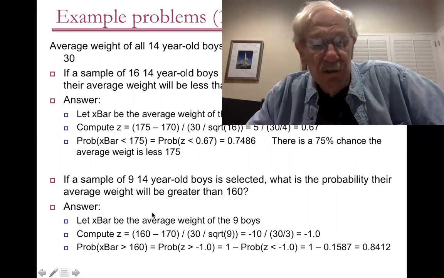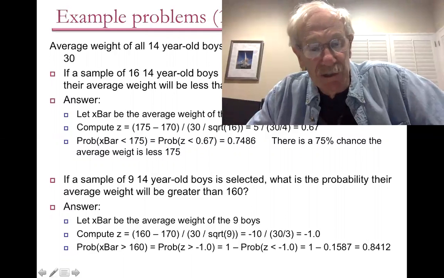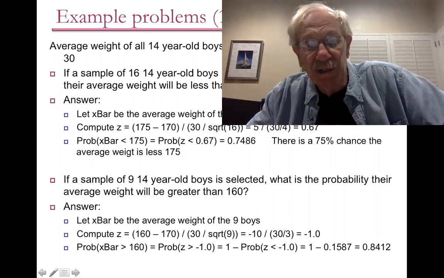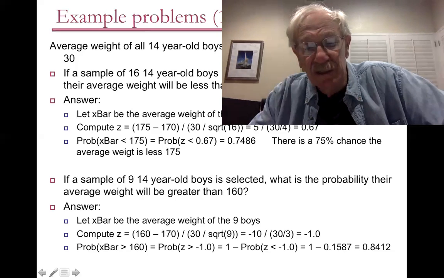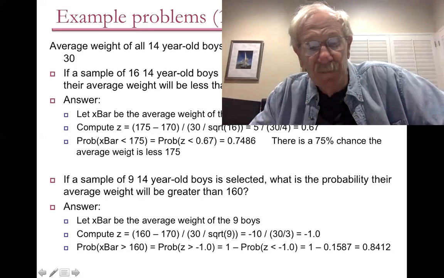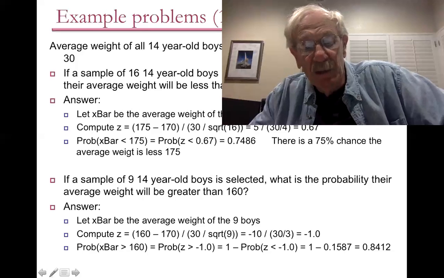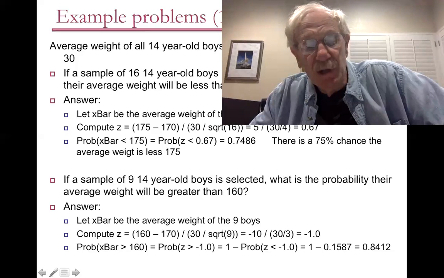The way to do this is to compute a z-score down here. You take the 160, it always comes first, minus the mean, which is 170, which is given up here, divided by the standard deviation, 30 over the square root of the sample size, 9. You compute that and you get minus 1.0. Now we're looking for the probability that x bar, the average weight of the 9 boys, is greater than 160.